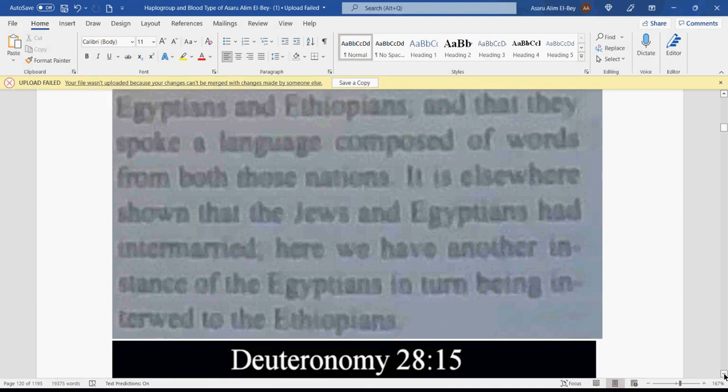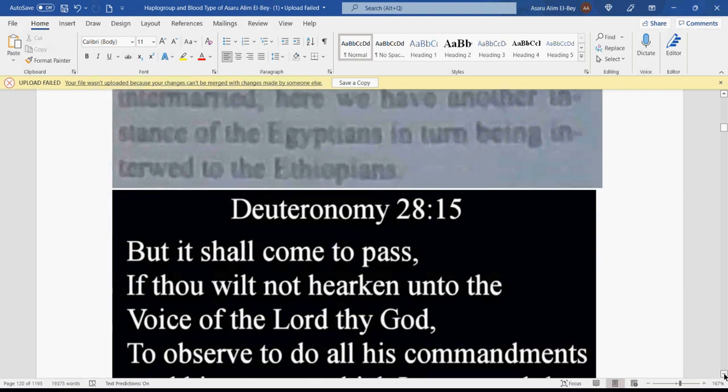All right? So you get Egyptians of Jewish ancestry on the thrones of ancient Egypt. And I've shown that with Ramesses III, who's one of my physical ancestors. And he had E1B1A genetics, though, which is Hebrew. Here we have another instance of the Egyptians in turn being intermarried to the Ethiopians. So, we know that the so-called Negroes are the true Jews, the true Hebrews, true Israelites. All right? Even the Bible actually speaks of this.